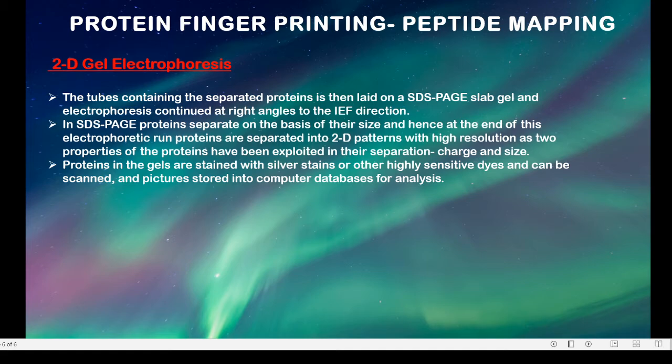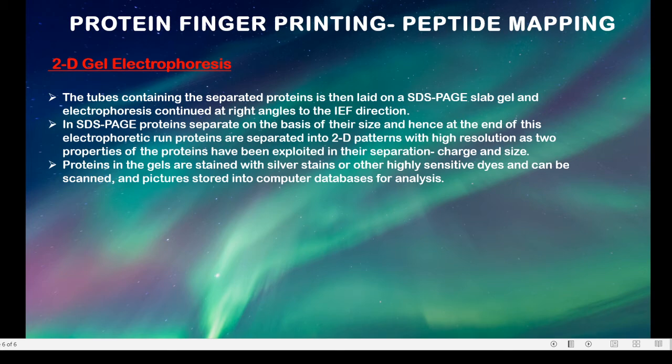Now, what is SDS? SDS stands for sodium dodecyl sulfate, which is an anionic detergent which gives a negative charge to the protein sample. So now you're preparing a gel made up of SDS PAGE, sodium dodecyl sulfate polyacrylamide gel electrophoresis. Then whatever peptides have separated on a capillary tube by the isoelectric focusing technique, you're going to lay that tube on one side, near the well of the SDS PAGE, and allow it to run under the electrical field.